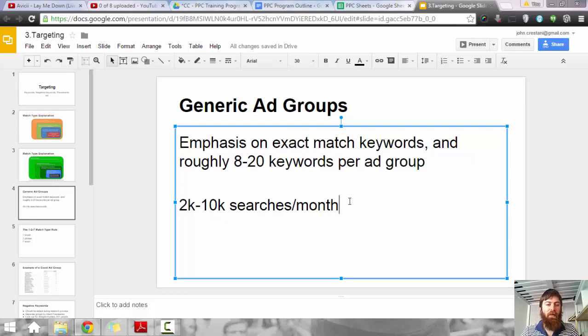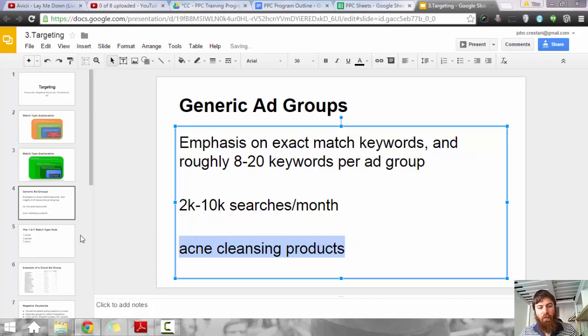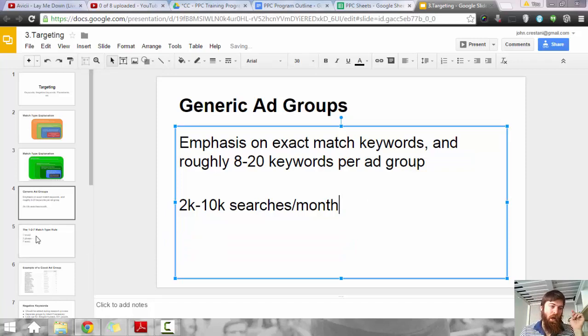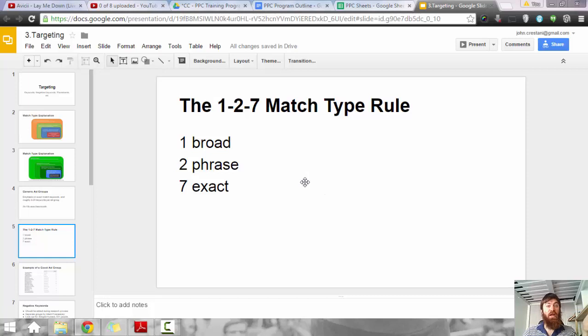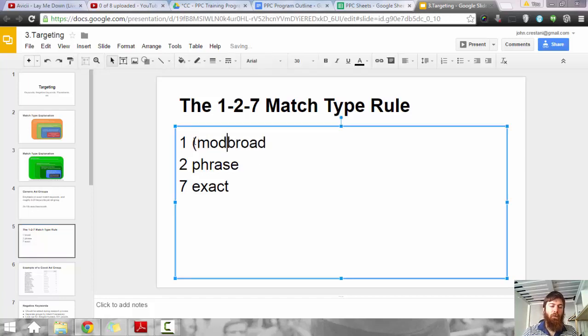Now, a keyword like that, we came up with, it's like acne cleansing products. It's something that's relatively targeted, but not too long tail usually. I call it the 1-2-7 match type rule. This is kind of my rule of thumb. I never use broad in search, or generally not. But one modified broad per ad group, and then from that you'd have maybe 2 phrase and 7 exact match.